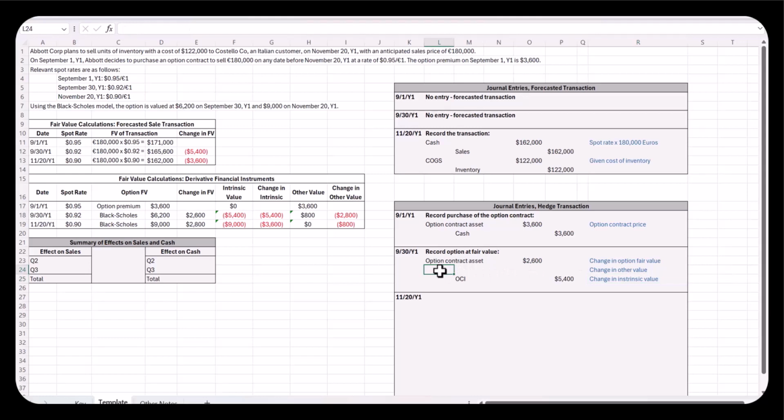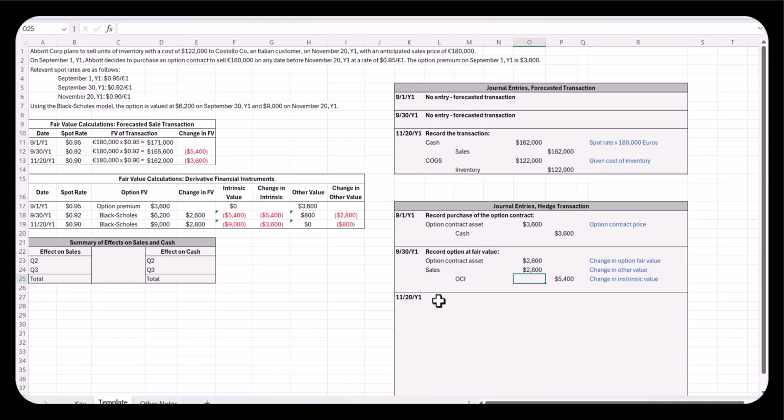GAAP specifies that all changes in the option contract asset that are related to the time value of money have to be recorded in the related income statement item, I should say, in the period, which is sales for this because we're talking about a sales transaction. So for the change in other value, we're going to debit sales. And we see here the other value has changed by 2,800 as of September 30th. So we're going to debit sales 2,800 here. And lo and behold, our journal entry balances, and we're good to go.